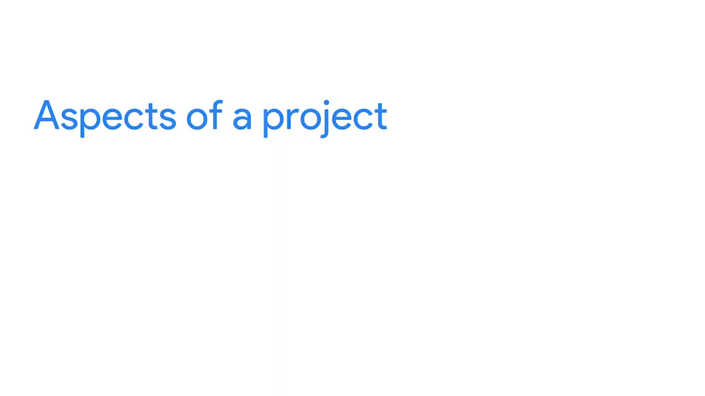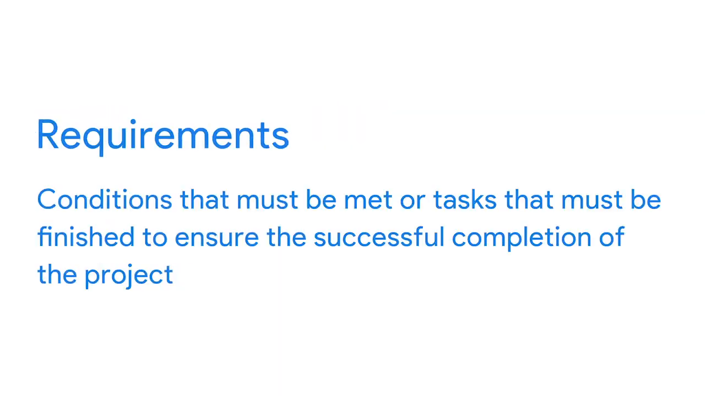Let's consider some more differences between Waterfall and Agile. Three important aspects of a project are requirements, documentation, and deliverables. Requirements are conditions that must be met or tasks that must be finished to ensure the successful completion of the project. Think of these as the set of criteria that fall within the scope of your project, or a list of specifications that must be met.